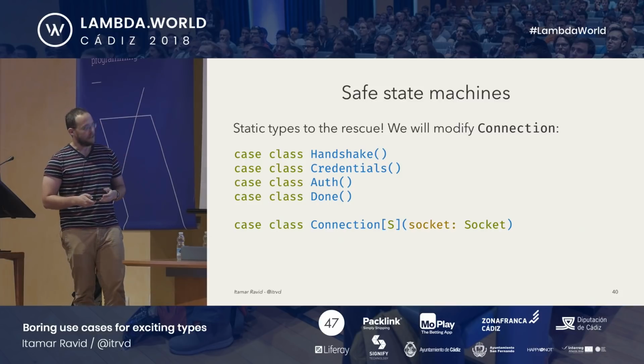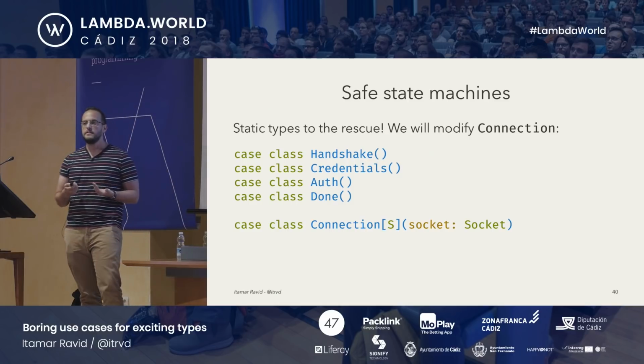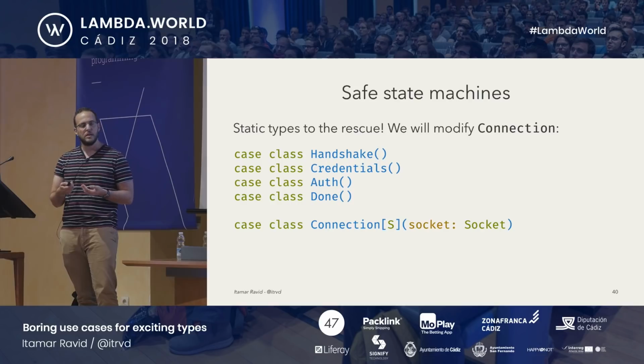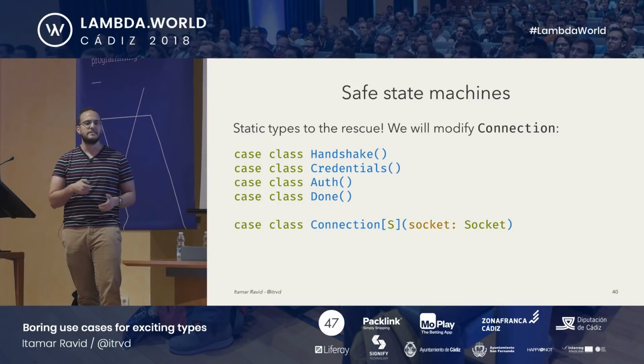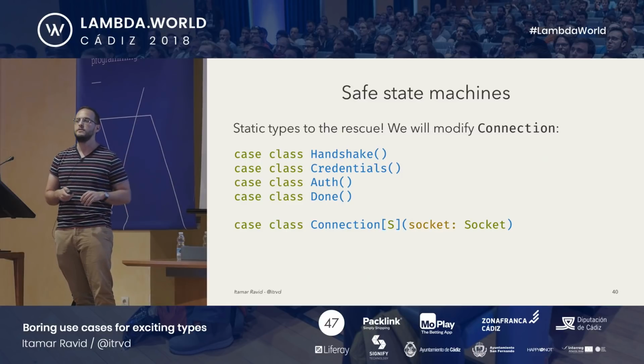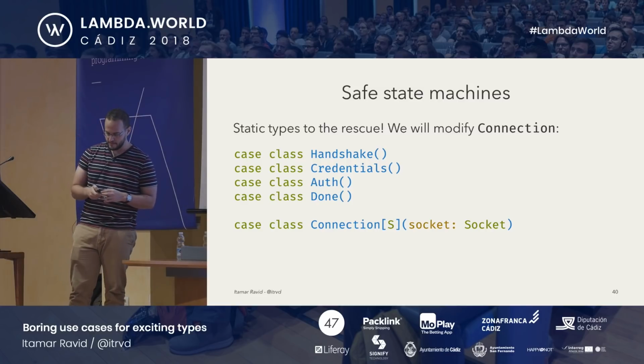So what I'm going to do is add a type parameter to connection called S, which will represent the next state that the connection expects to be in. So we'll also add some case classes, and I'm using case classes and not case objects just to avoid some ugliness in Scala. We'll use case classes to represent the connection states.